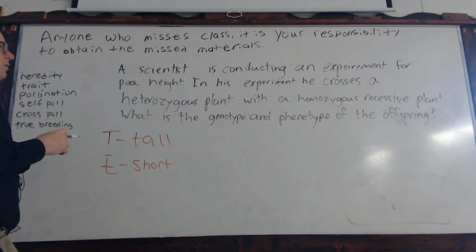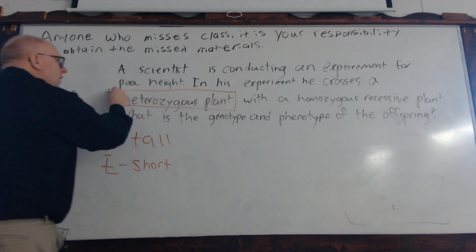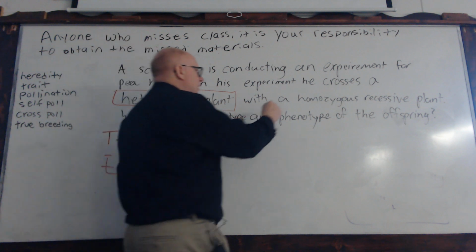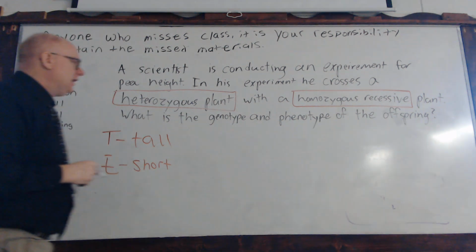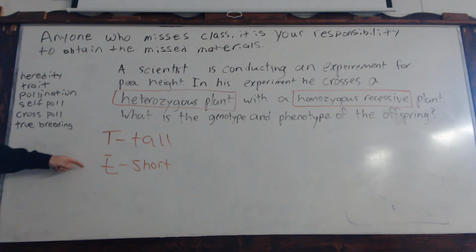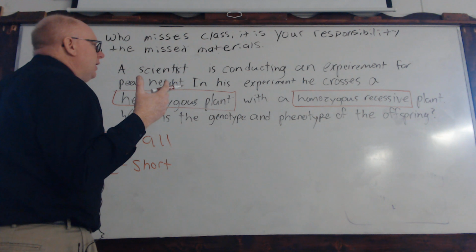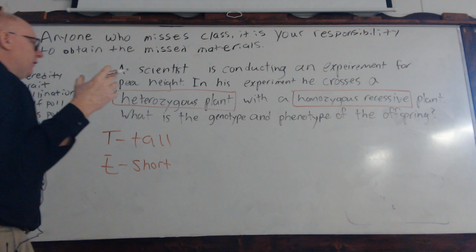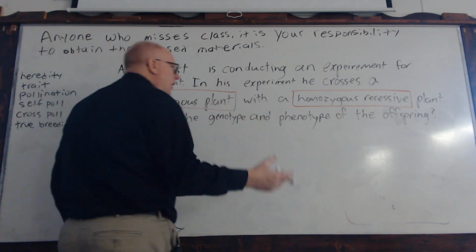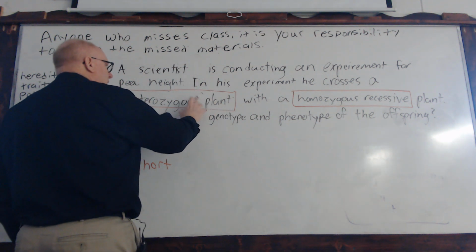So as the problem goes on to state, we have a heterozygous plant, okay? And then we've got a homozygous recessive plant, okay? So for the trait of plant height, we know that tall is dominant over short. So in this case, he does what I would guess is a type of cross-pollination, okay? Where he's taking the pollen from one plant and placing it on another. That would be cross-pollination.